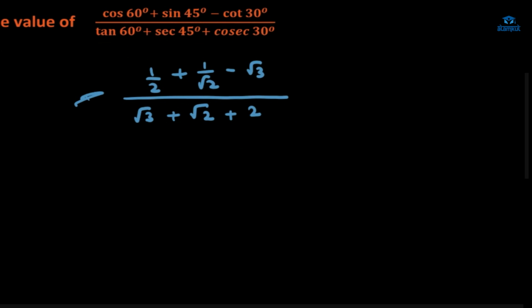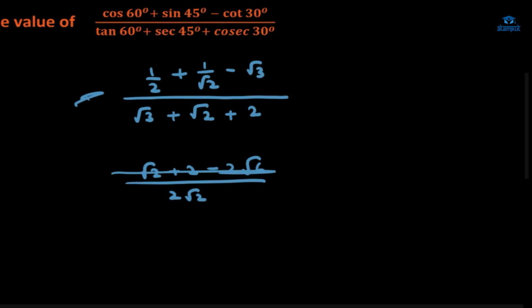And what will it give us? It will give us root 2 plus 2 minus 2 root 6 upon 2 root 2. Will it give us this or not? Ma'am, how? Can you explain one more time?